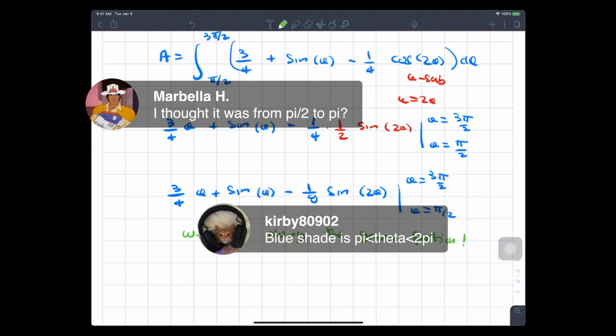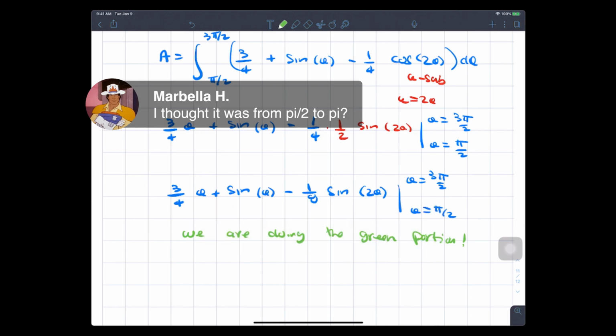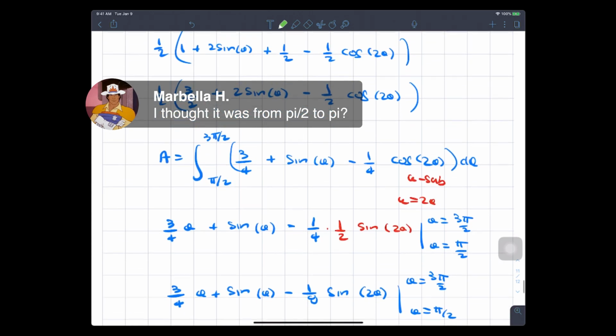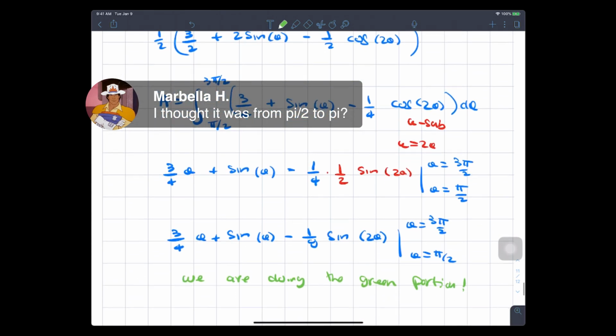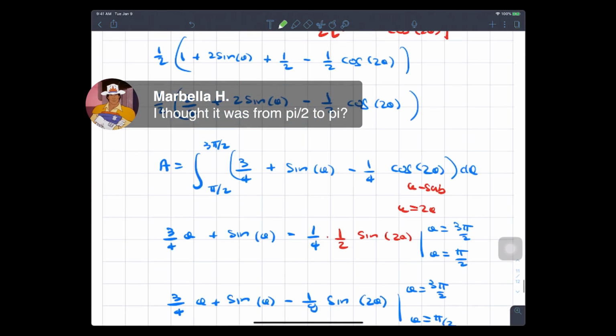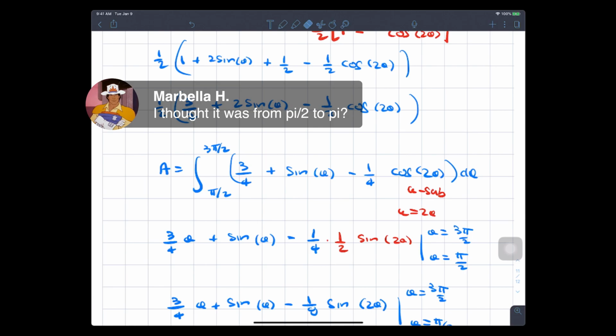Oh, and thank you. I think Kirby's right. I think Marbella, you are right. That should make everything nice. Let's do the green portion. That looks like that was pi over 2 to pi. So good. Let's do that. Pi over 2 to pi. Thank you. It was the green. That's going to make everything nicer. I'm going to put that in green.